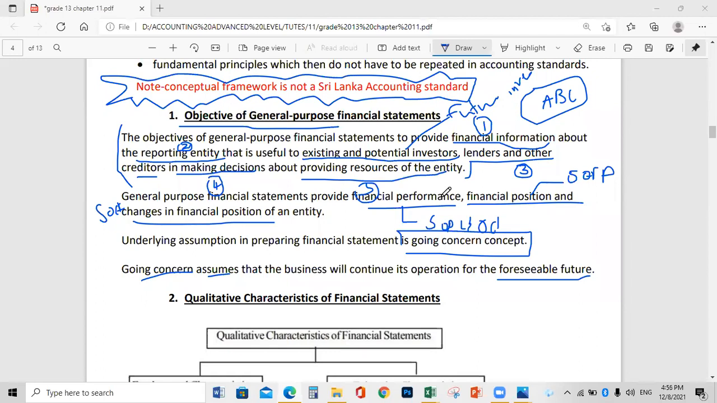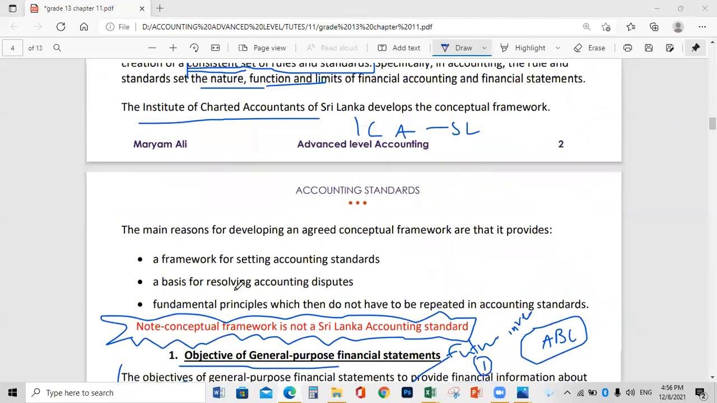Okay. No, guys. Changes in financial position is not statement of changes in equity. Changes in financial position is statement of cash flows. Don't get confused, it is statement of cash flows. Okay, so fine. Now guys, we are done with the first one.